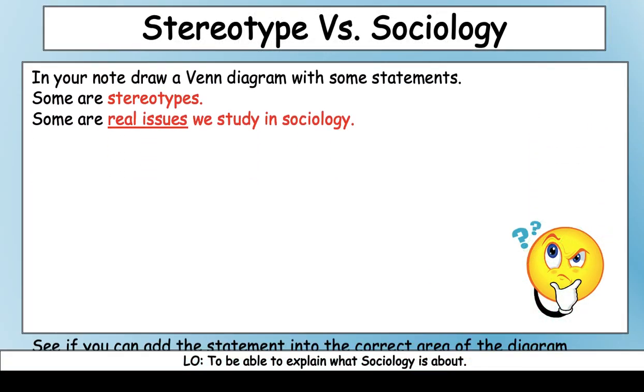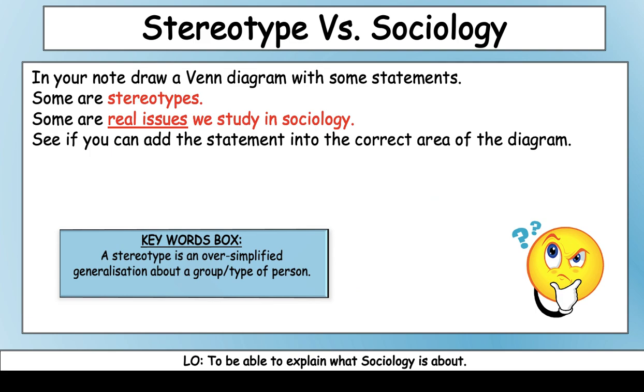Now, a stereotype is important. As sociologists, we are supposed to be unbiased. Okay, just like when we watch the news, for example, it's supposed to be unbiased news we are watching. Okay, so we're in the next slide.